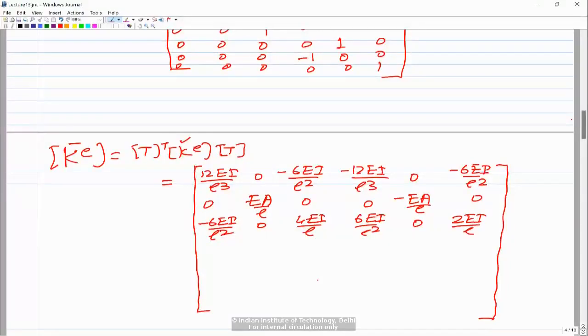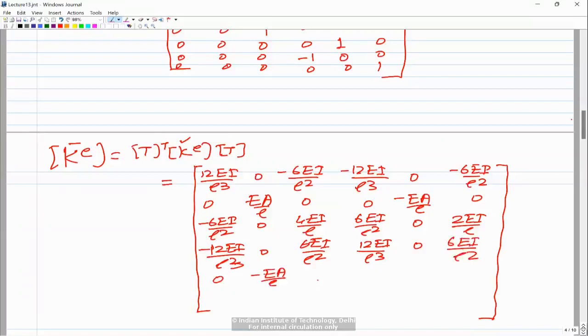The fourth row is then minus 12EI by L cube, 0, 6EI by L square, 12EI by L cube, 0, and 6EI by L square. Then the fifth row is 0, minus EA by L.